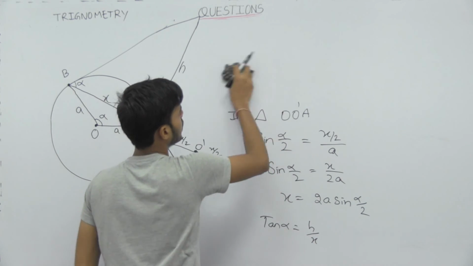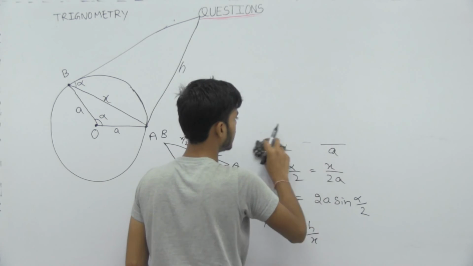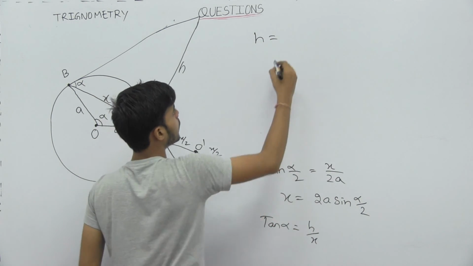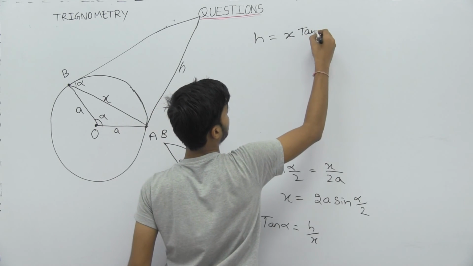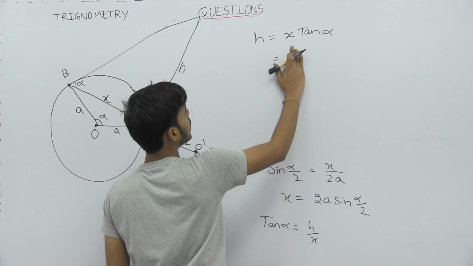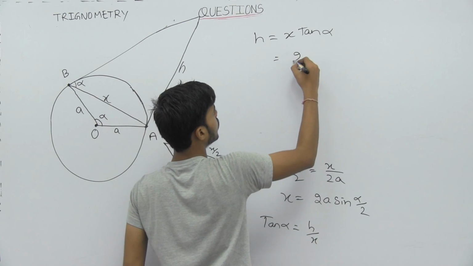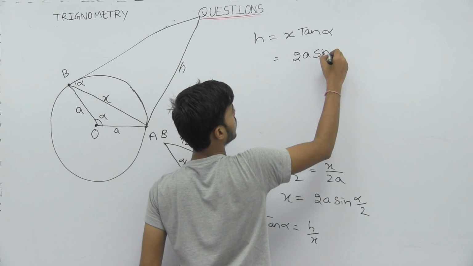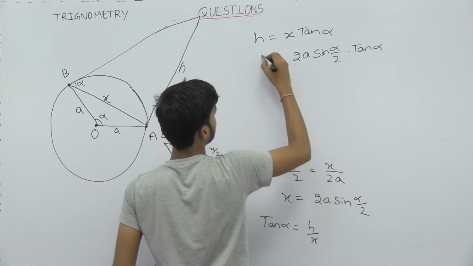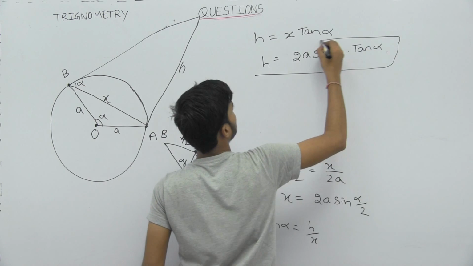So let us substitute the second equation into the first. We have h is equals to x tan alpha is equals to x into, x is 2A sine alpha by 2 into tan alpha. So this is the required height of the tower.